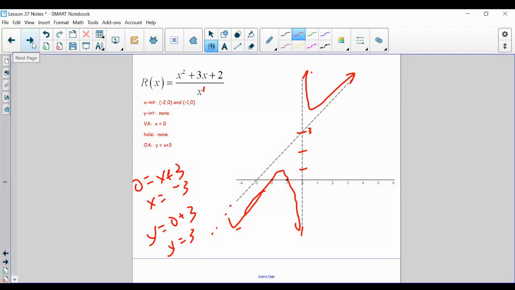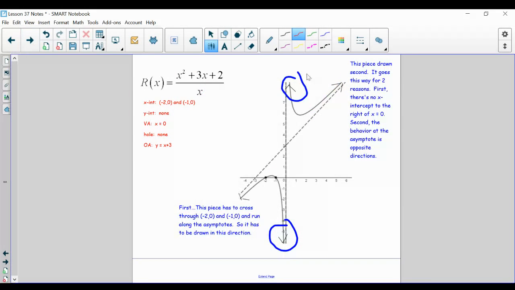So as a little bit better of a picture, that is what your graph would look like. All right, let's do another one.